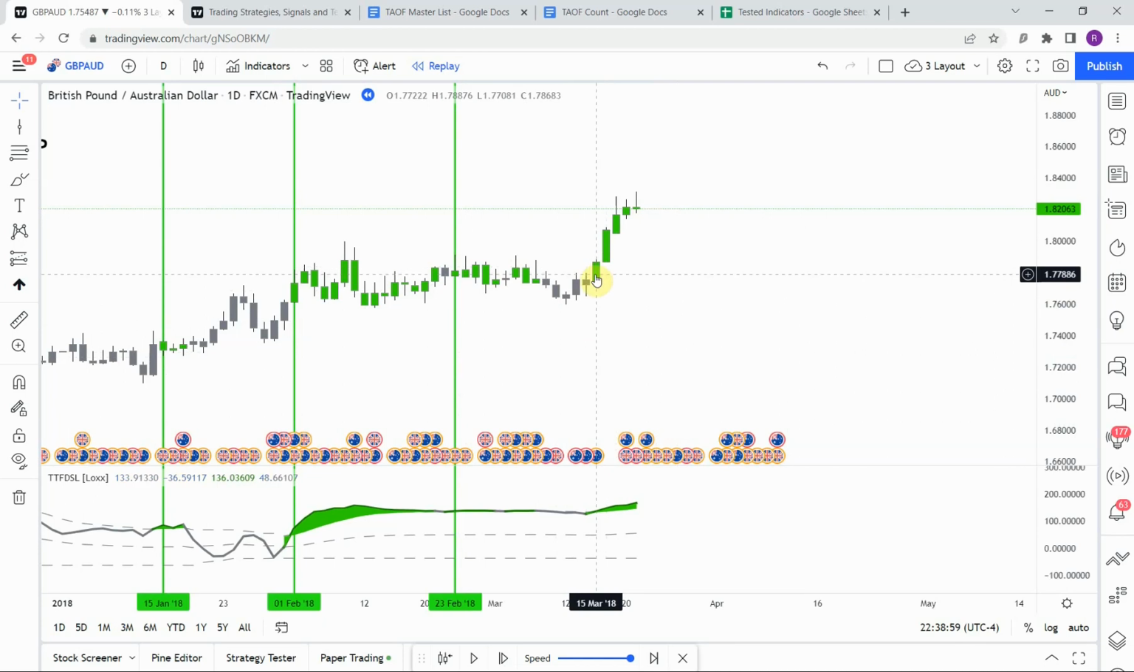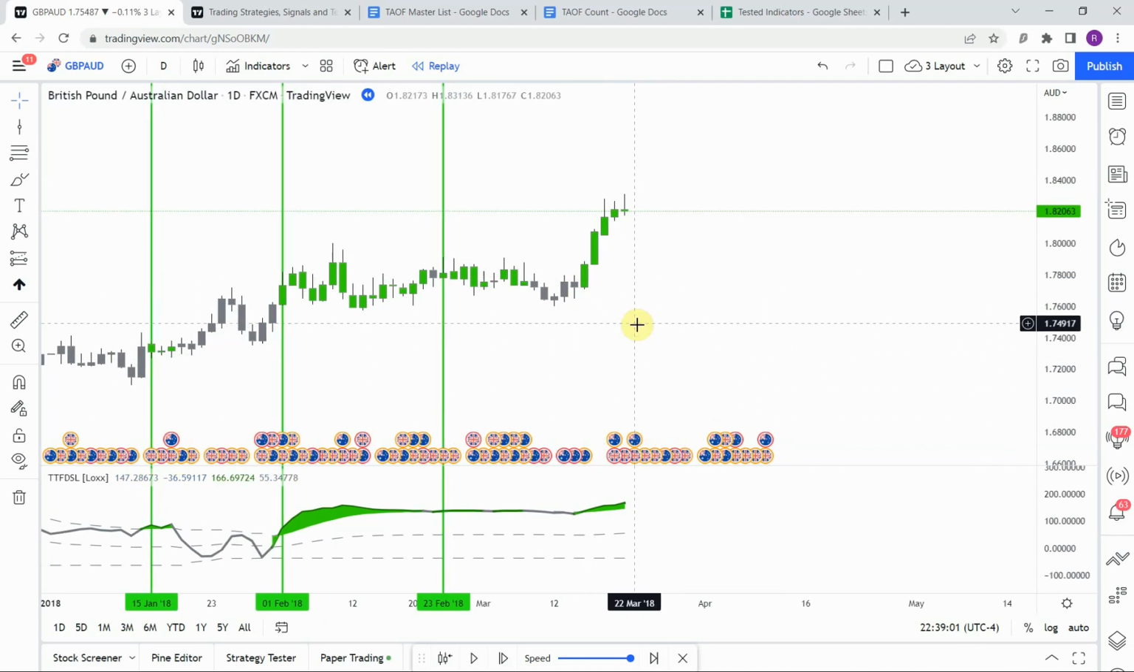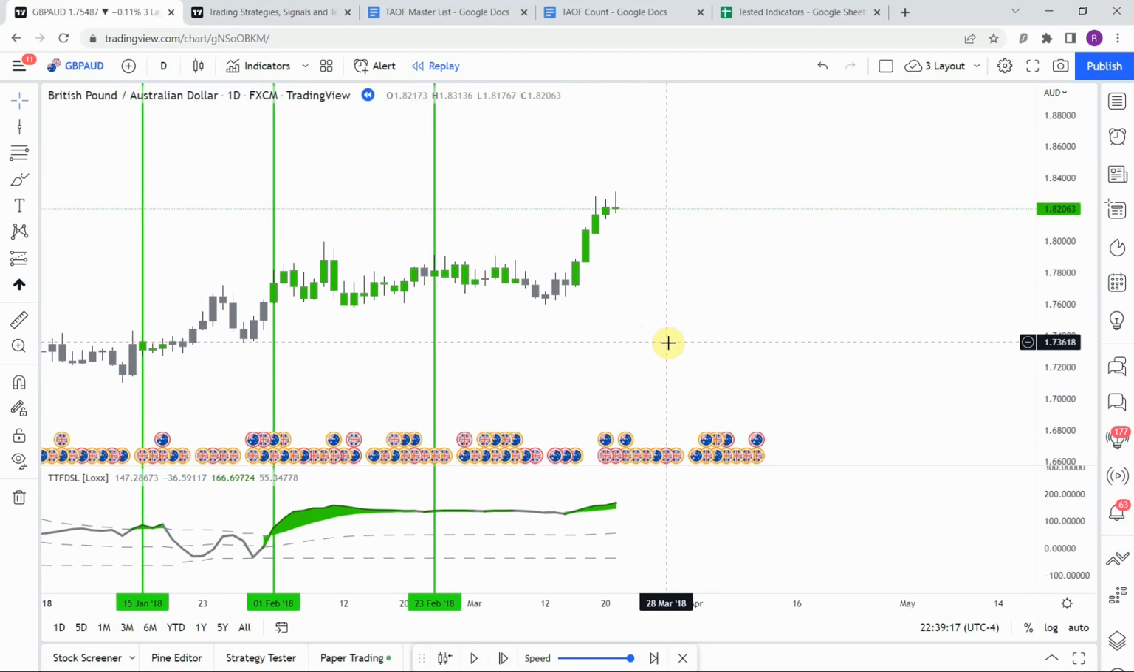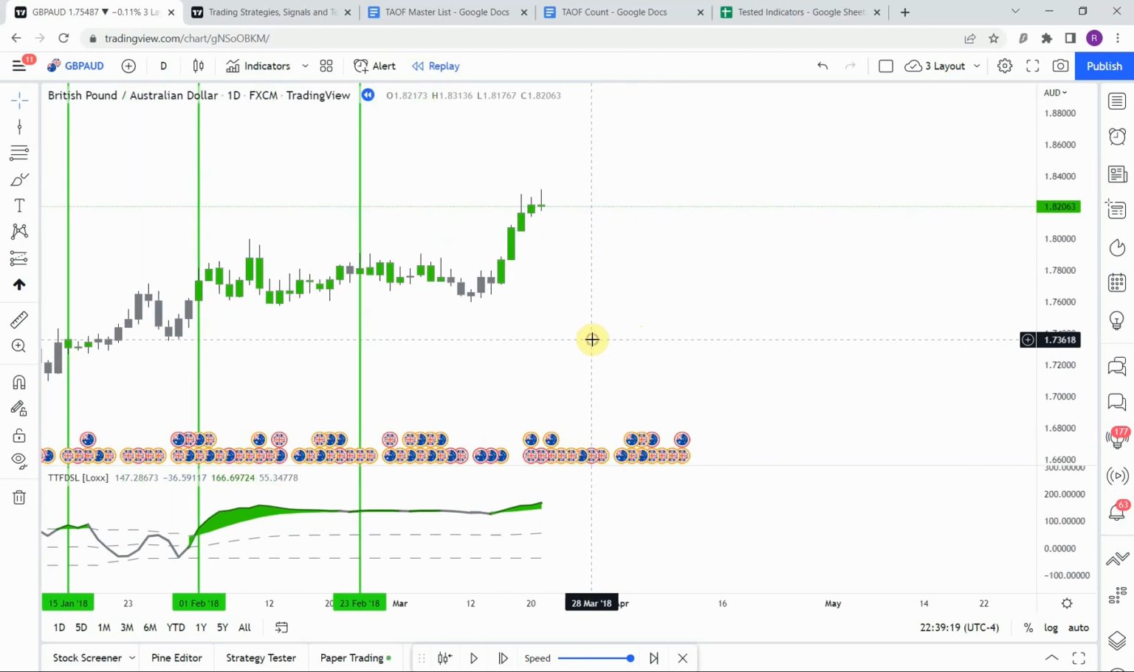Now, we're not going to enter this one here as a valid signal because we would have already been in this one here when we got the signal to enter this one, which this candle right here is the one that we actually end up taking profit on in this particular case. So let's go ahead and continue on.